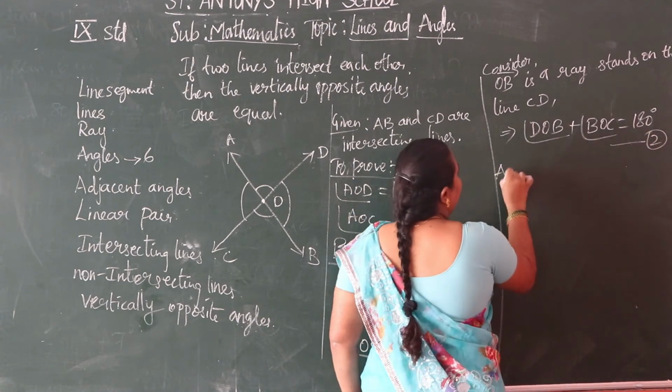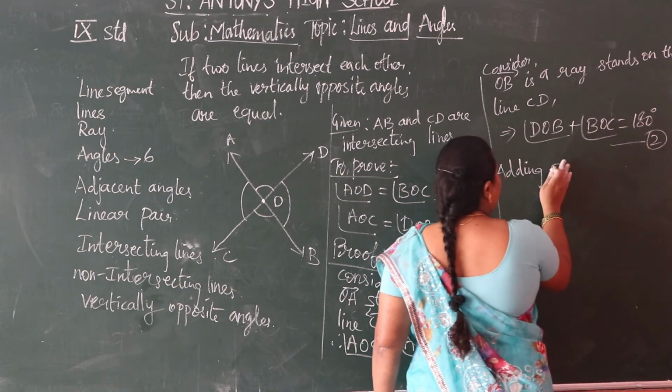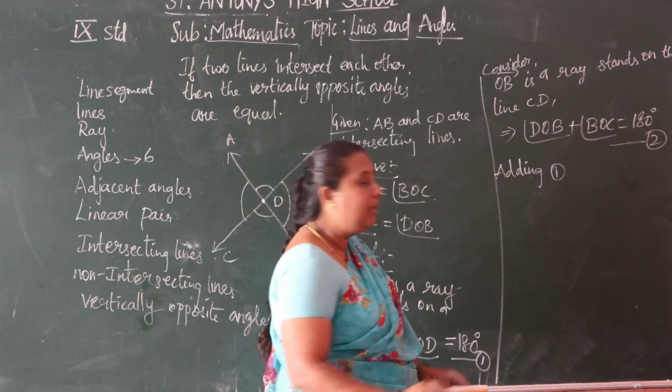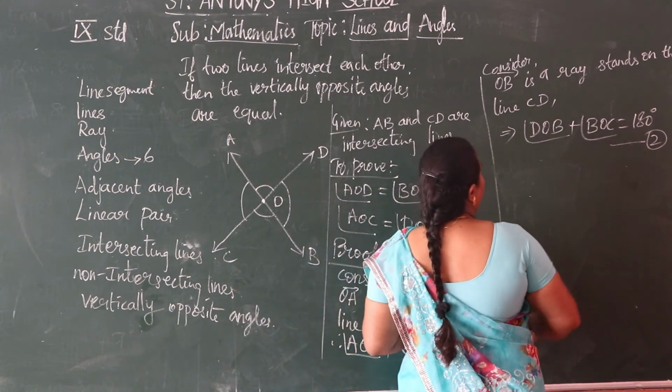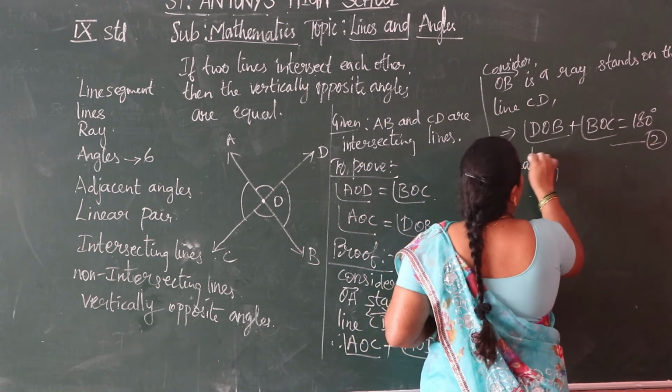So equating 1 and 2. Sorry children, equating 1 and 2. Why equating 1 and 2?